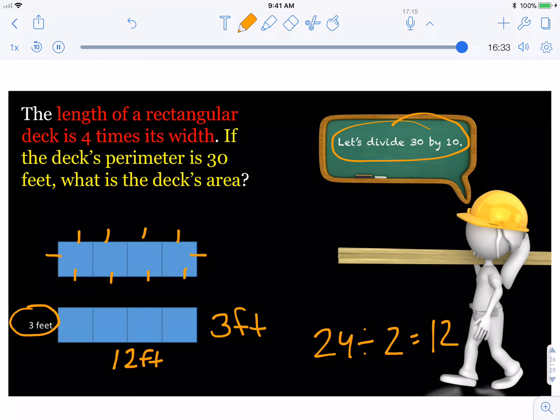Could I have done this a different way? Yeah, I could have. I could have said, since it's 4 times its width, that means each section is 3 foot, 3 foot, 3 foot, 3 foot. So 3 times 4 is 12.